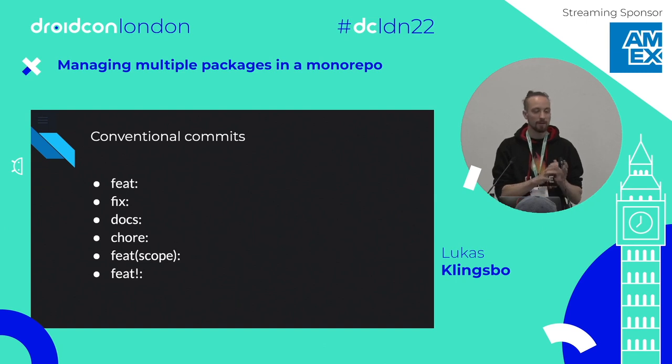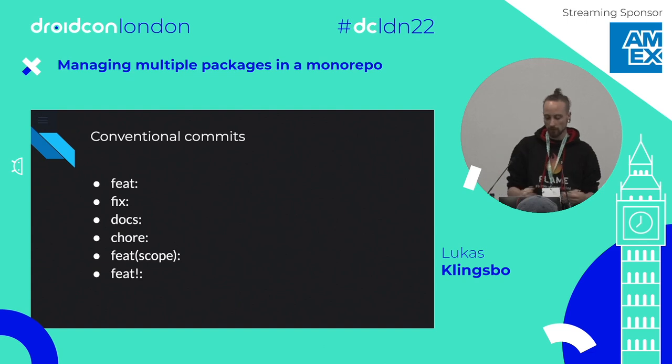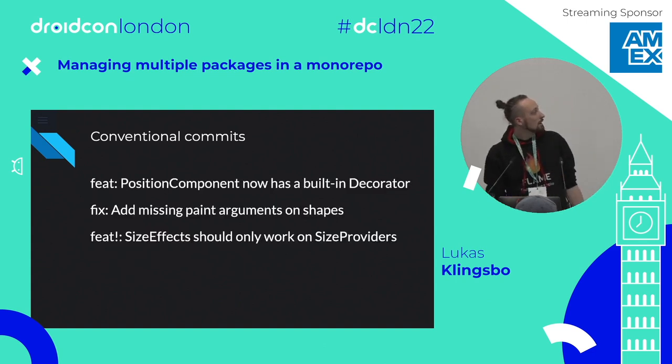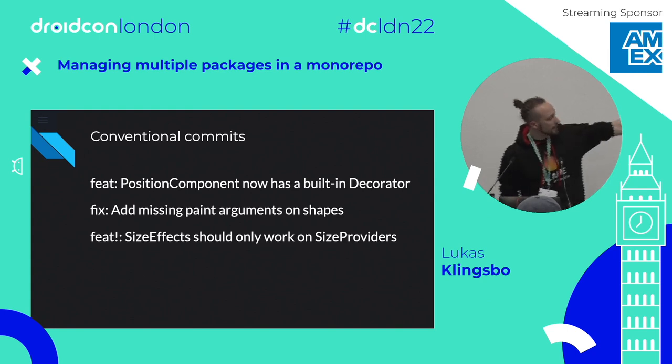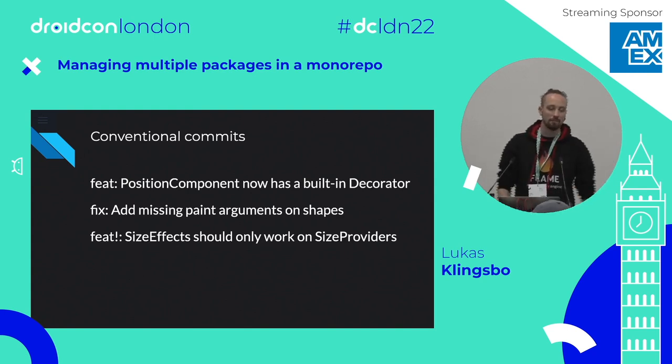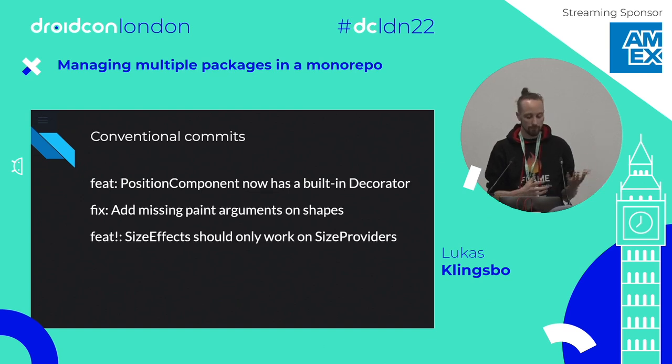So conventional commits is just a tag that you put in the beginning of your Git message or in the body. And so you have like feat for a feature and fix for a bug fix and docs for docs and etc. So that could look something like this. So here we have first a new feature like, oh, the position component now has a built-in decorator, or a fix like, okay, something was missing here that we're adding. And then we have this exclamation mark that means breaking change. So then Melos will know that, oh, okay, then we have to bump major.